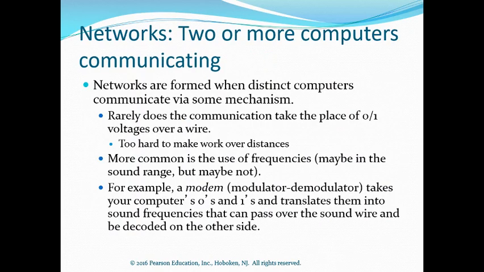So, networks. A network is two or more computers communicating. Networks are formed when distinct computers communicate via some mechanism. Rarely does the communication take place as 0 and 1 voltages over a wire. That's too hard to make work over distances. More common is the use of frequencies, maybe in the sound range or maybe not. For example, a modem, modulator-demodulator, takes your computer's zeros and ones and translates them into sound frequencies that can pass over the sound wire and be decoded on the other side.